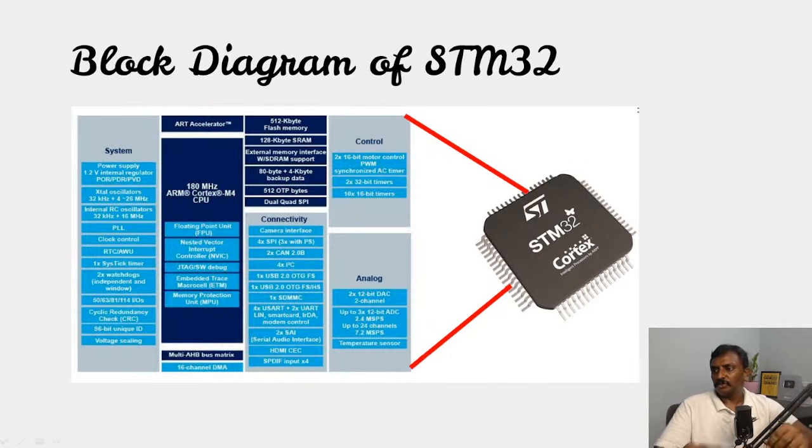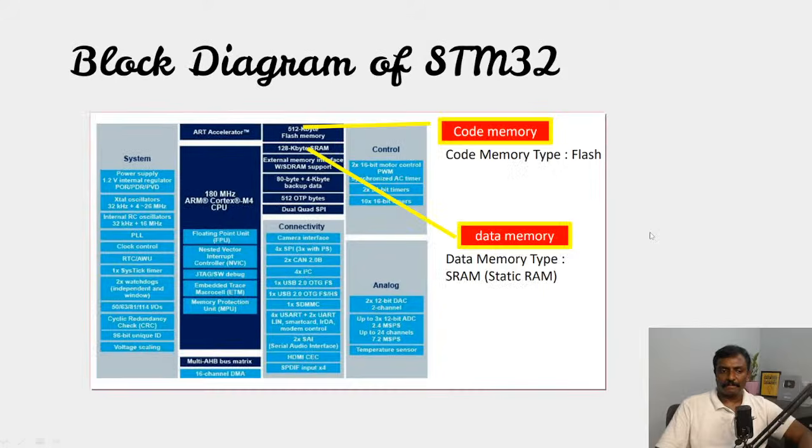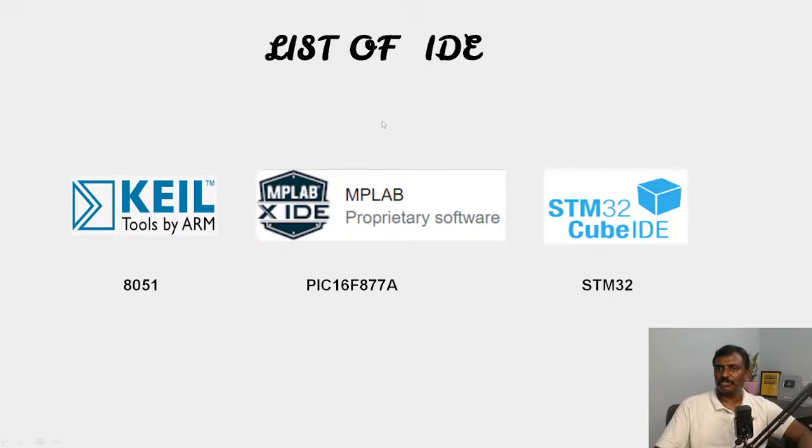Okay, so I'll just go for the next topic. So this is program code memory. This is the data memory. So the list of IDEs we are going to use: we are going to use Keil IDE and STM32. We are not going to use MPLAB. We are not going for PIC microcontroller. So I'll be using 8051 Keil IDE and STM32 Cube IDE.